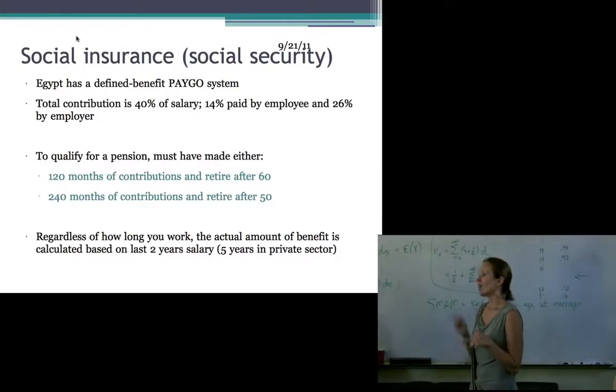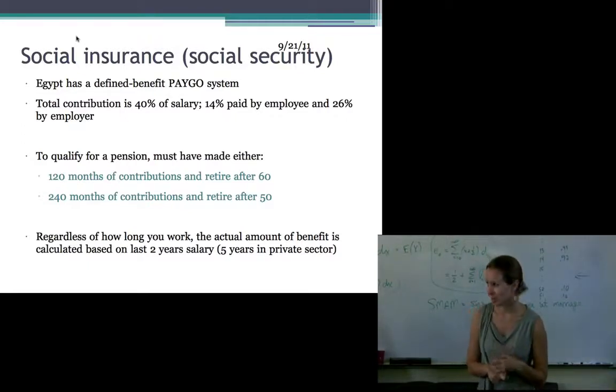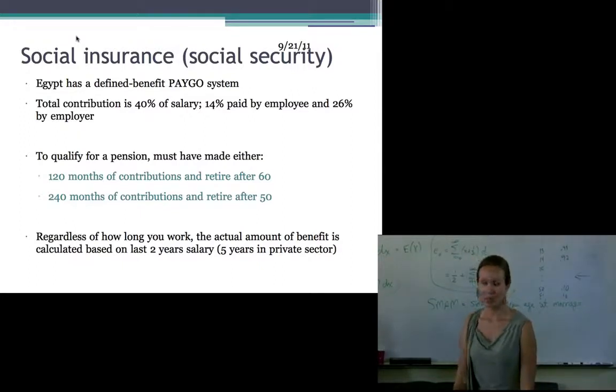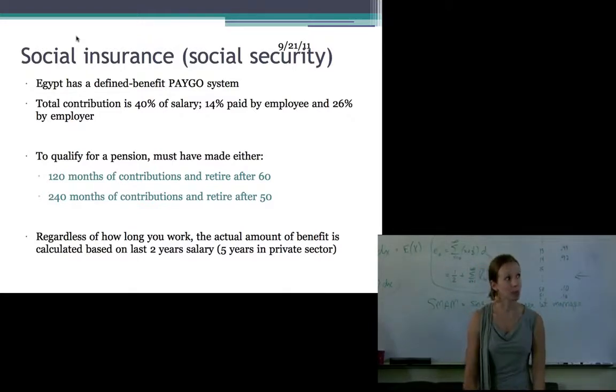Yeah. So they passed a law a couple of years ago trying to move this to an individual account system. It was supposed to be implemented by early 2012, but the revolution has indefinitely stalled that, and it doesn't really seem to be happening.